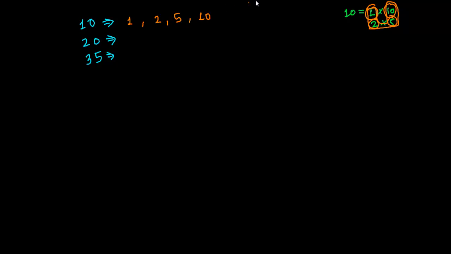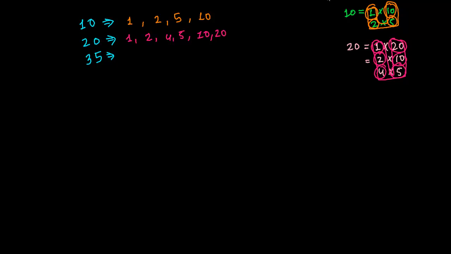Now similarly we need to find the factors of 20. We get 20 when we multiply 1 times 20, 2 times 10, and 4 times 5. Is there any other way? I don't think so. So these are our factors of 20: 1, 2, 4, 5, 10, and 20.